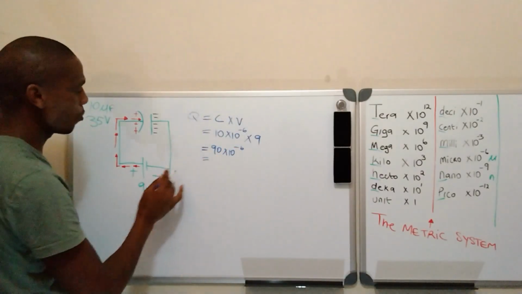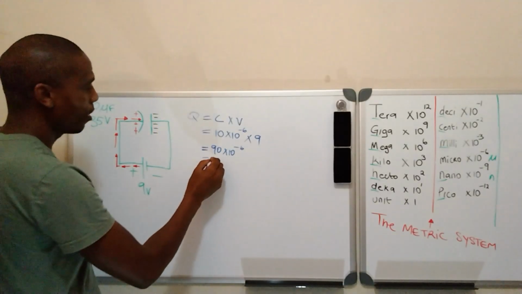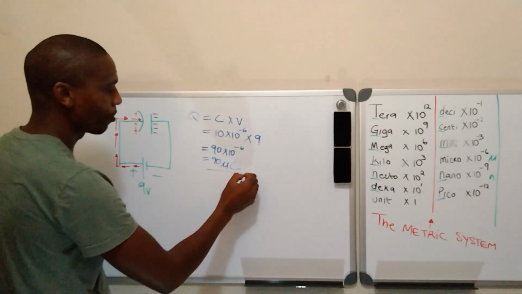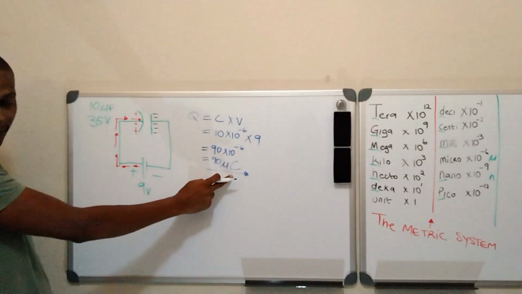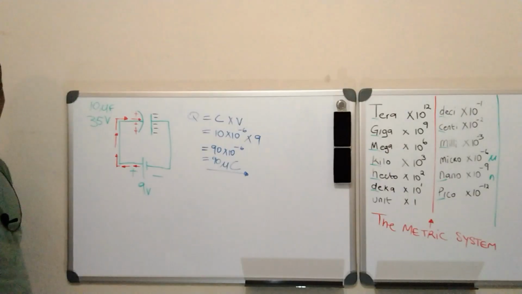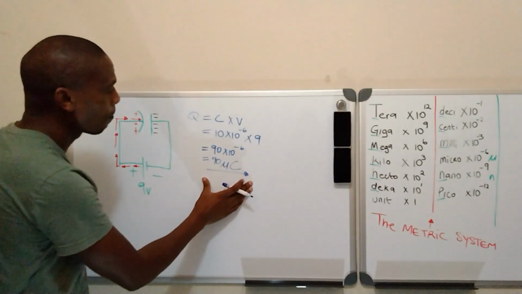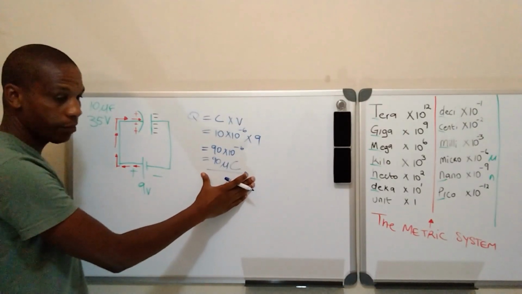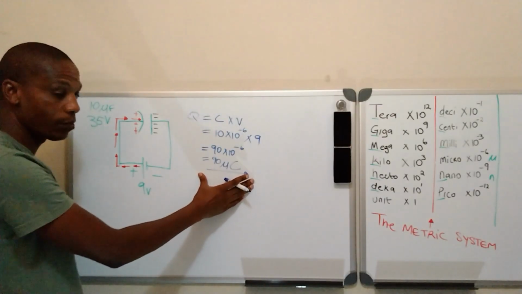So the charge that's going to be stored inside the capacitor is 90 microcoulomb. The unit for charge is coulomb. See how easy it is? Don't assume that it's small. There are still big capacitors that can store more than this. And the bigger the capacitor, the greater the charge, and the more dangerous it becomes.